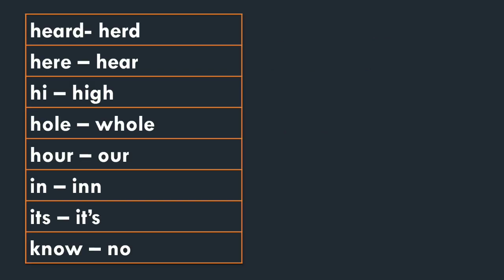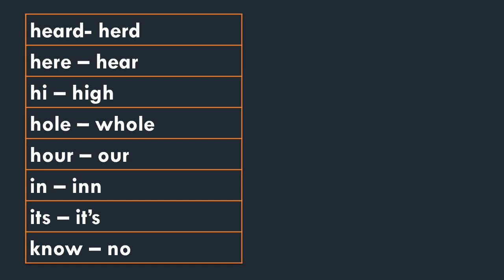Next pair of words is herd. Its pronunciation is herd, H-E-A-R-D and H-E-R-D. H-E-A-R-D, heard, is the past participle of the verb H-E-A-R. Hear means to listen. And H-E-R-D, herd, is a noun. It's related to a group of animals that we call a herd.